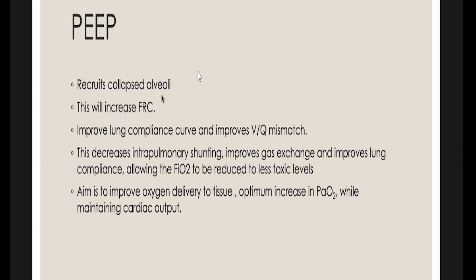FRC is the functional residual capacity, and PEEP improves the lung compliance curve and improves the VQ mismatch. Ventilation perfusion mismatches are usually adjusted by PEEP, and it decreases intrapulmonary shunting and improves gas exchange. It also improves lung compliance and allows the FiO2 to be reduced to a less toxic level, so that you can spare some oxygen, because giving high fractions of oxygen is not good for the lung. It can give rise to fibrosis in the long run. So the aim is to improve oxygen delivery to tissues and optimally increase PaO2 while maintaining the cardiac output.